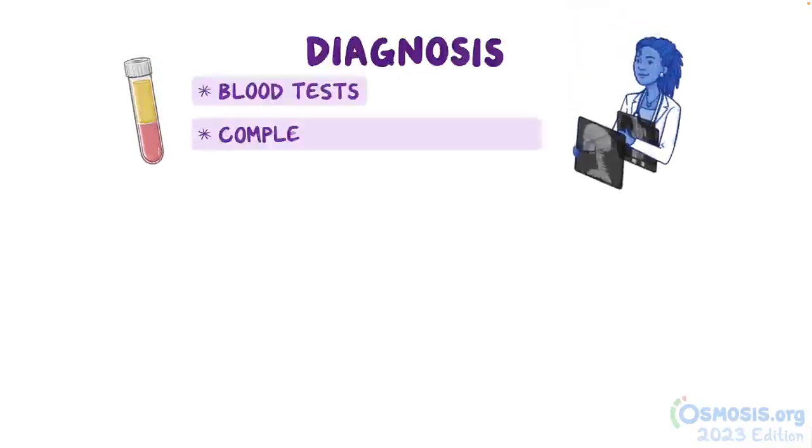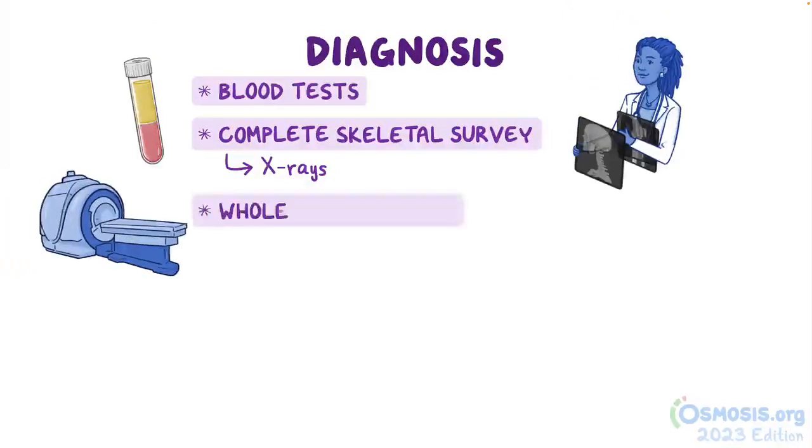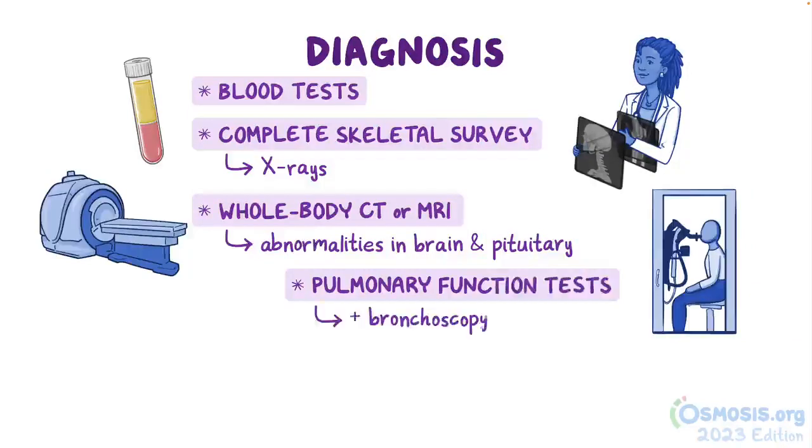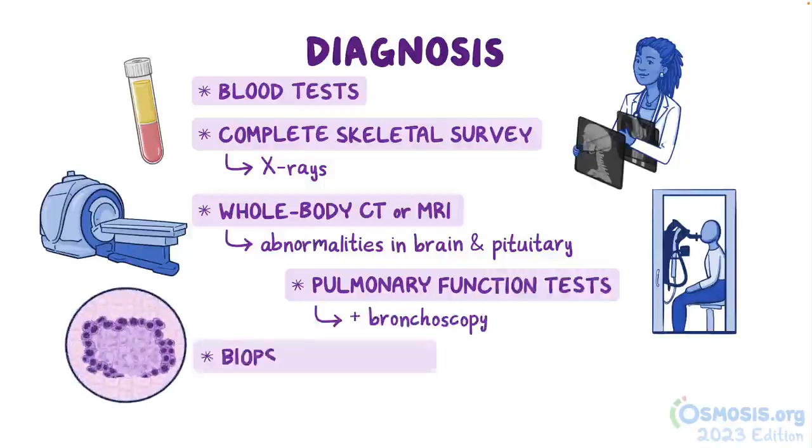Alright, now diagnosis of Langerhans cell histiocytosis may include laboratory blood tests, a complete skeletal survey, which involves a series of x-rays of all the bones in the body, a whole-body CT scan, or MRI of the central nervous system to look for abnormalities in the brain and pituitary gland. Pulmonary function tests, as well as bronchoscopy, may be done in cases of lung involvement. Ultimately, diagnosis is confirmed through a biopsy of skin, lung, or other affected sites, which will show infiltrates of inflammatory cells with abnormal Langerhans cells.